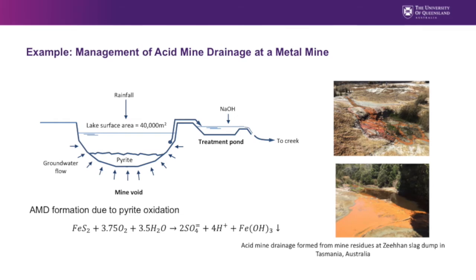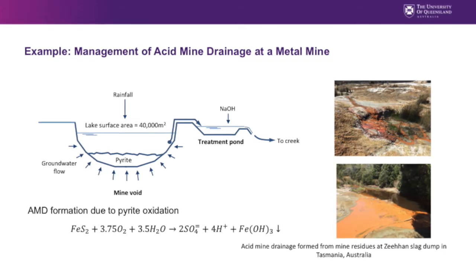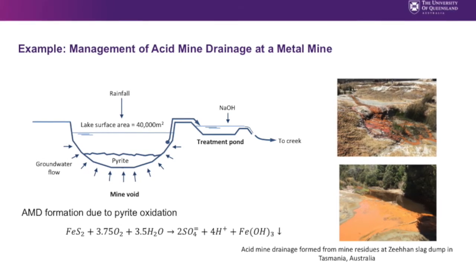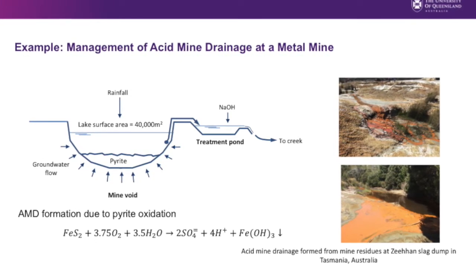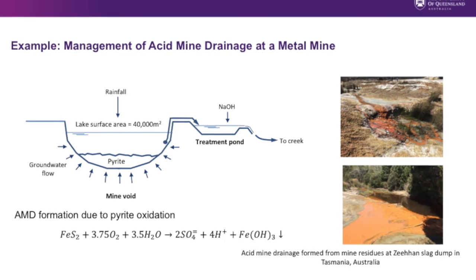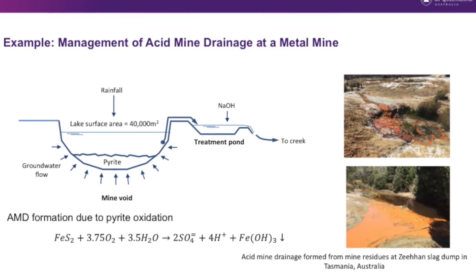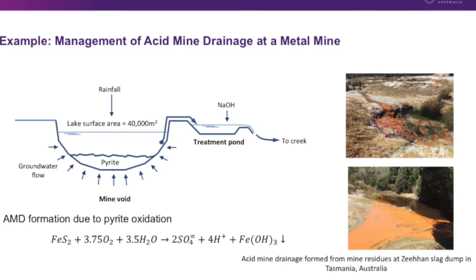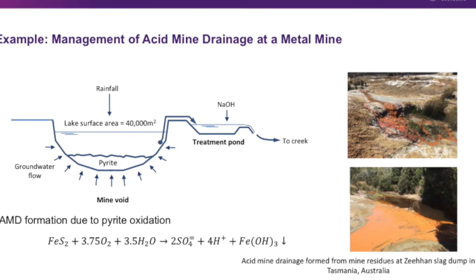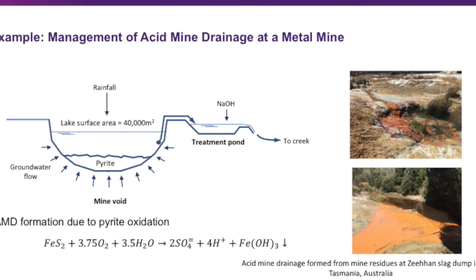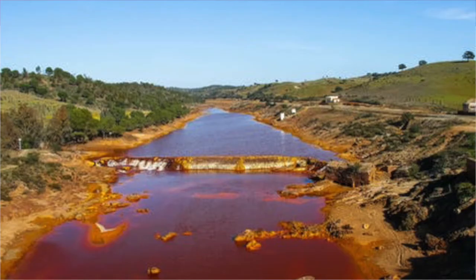So this is an example for us to understand how to incorporate biological and chemical transformations or reactions into our stock and flow diagram to follow our modeling process. This is an example of typical management of acid mine drainage at a metal mine.